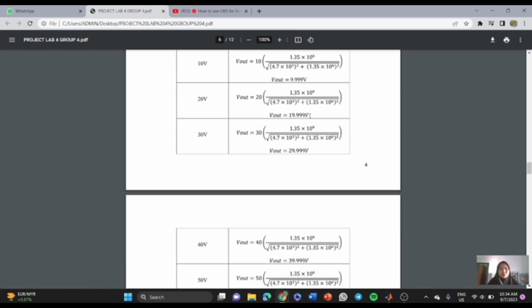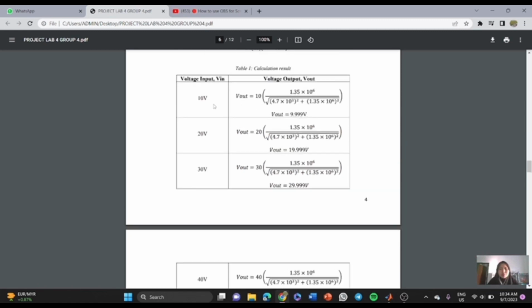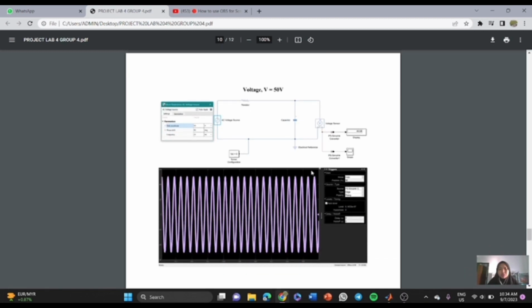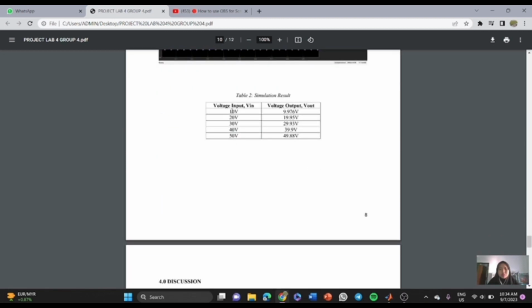This is the final value for voltage output for the simulation result. The voltage output that we got: 10 volt will be 9.976 volt, 20 volt will be 19.95 volt, 30 volt will be 29.93 volt, 40 volt will be 39.9 volt, and 50 volt will be 49.88 volt.